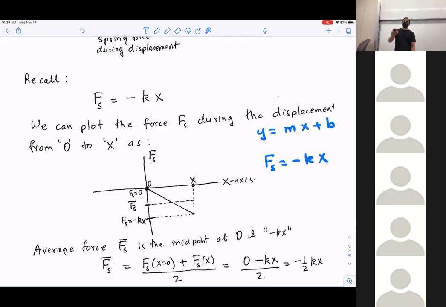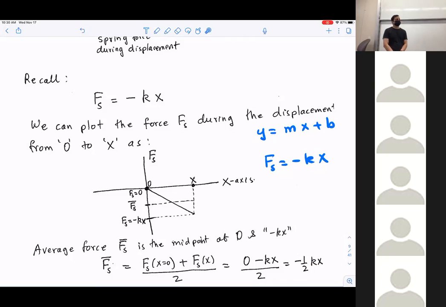Right, so if you step on the gas and you go from 0 speed to some final speed at a constant rate, then your average speed will just be 0 plus your final speed divided by 2. So same thing here, the average force will just be the average of this initial force and the final force. So Fs evaluated at x equaling 0 plus Fs evaluated at the final x coordinate, the average of them, that'll be 0 minus kx over 2, which is minus kx over 2. So the average value of the force is minus 1/2 kx in that journey going from stretching the spring from 0 to x.